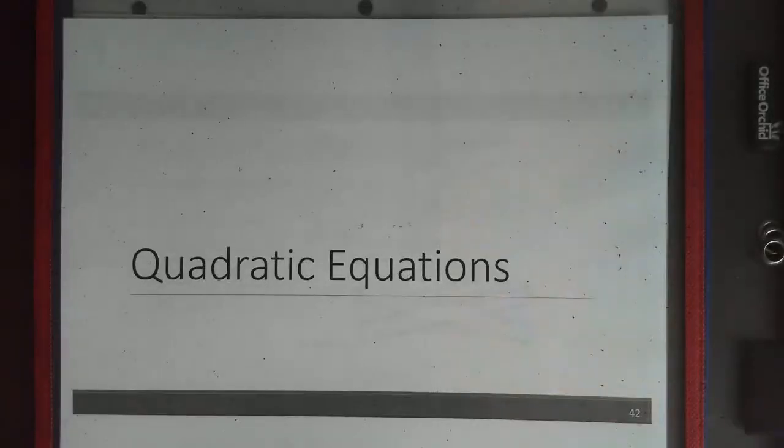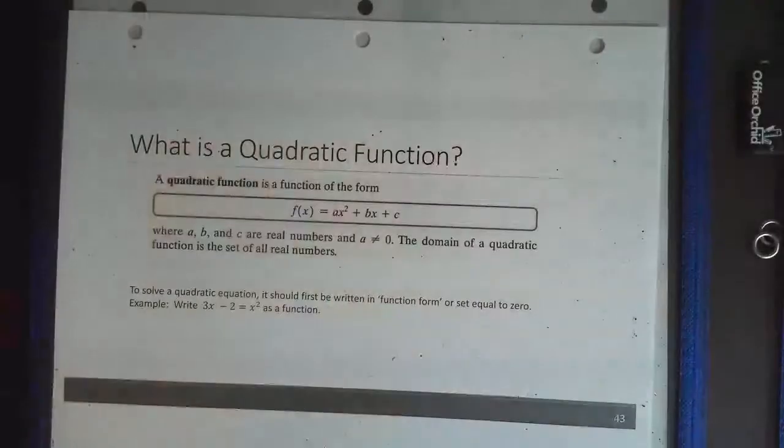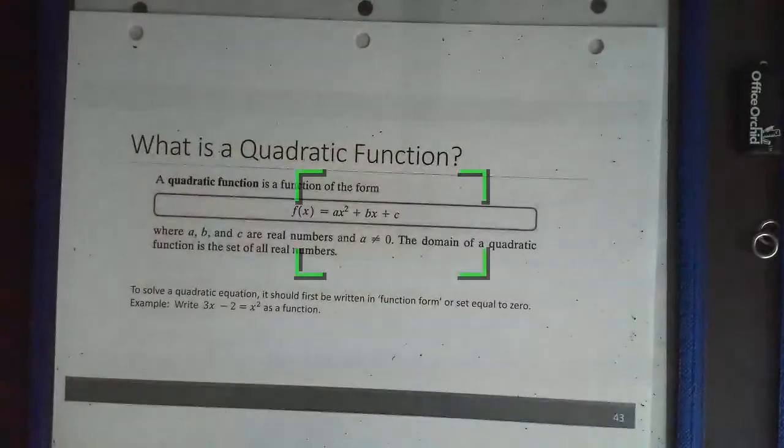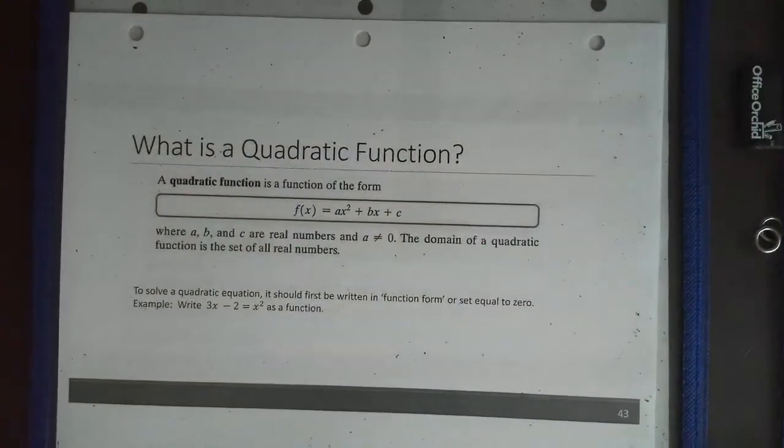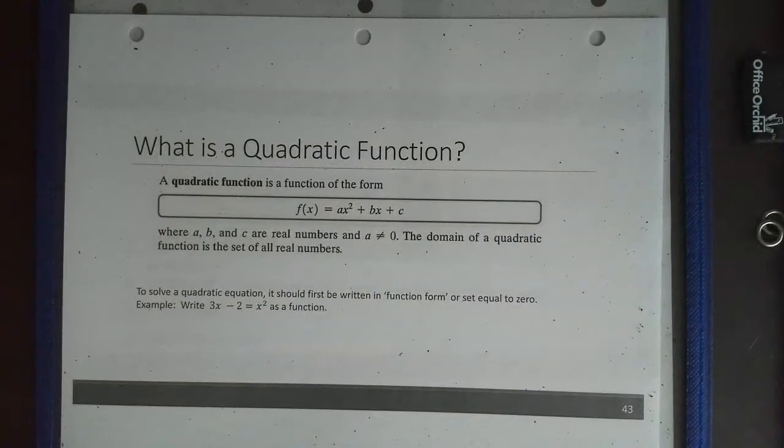In this video, we will be looking at quadratic equations. We're going to start by looking at what a quadratic function is. A quadratic function is a function of the form f of x equals ax squared plus bx plus c, where a, b, and c are real numbers and a is not equal to 0.